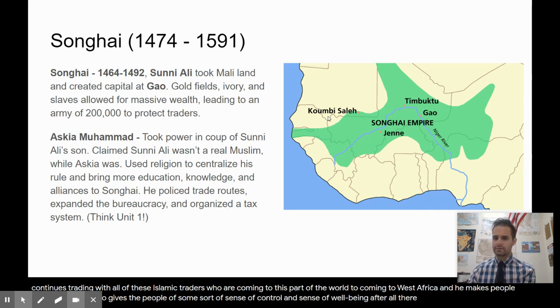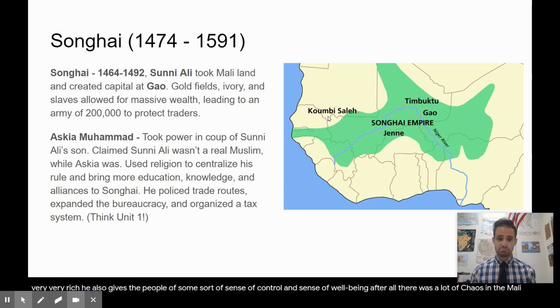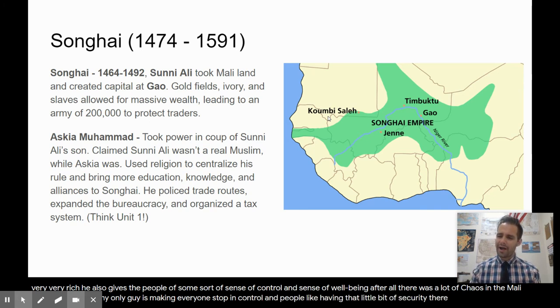After all, there was a lot of chaos in the Mali Empire, and this Sunni Ali guy is making everyone stop fighting. He's the one who's in charge. He's the one who's in control, and people like having that little bit of security there.